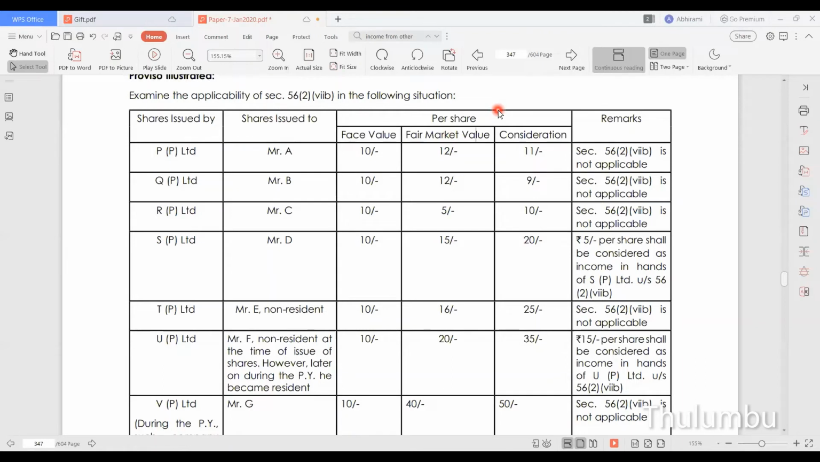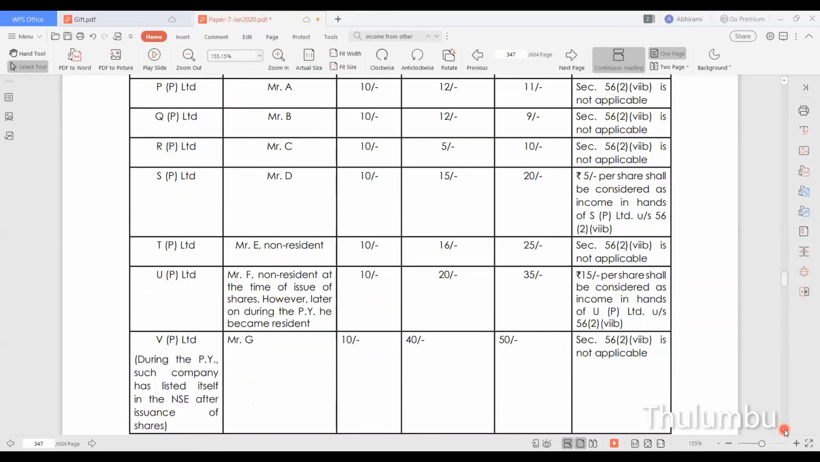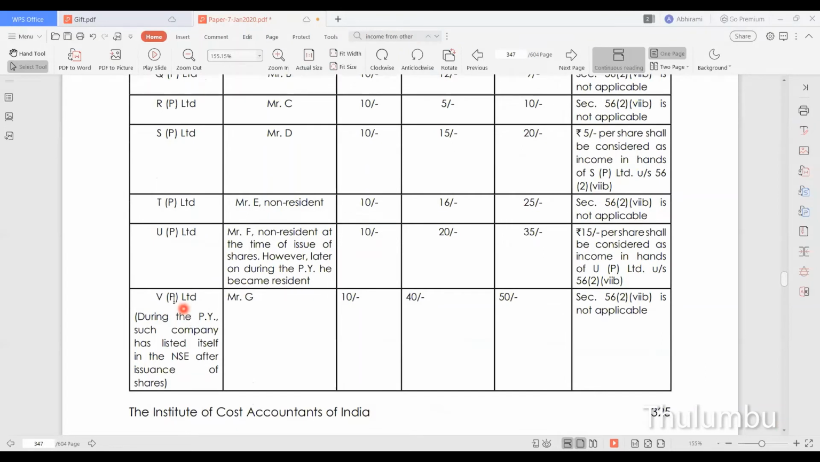market value. To do it simply and easily, first check who is the issuing company. In this case, private limited, correct. Whereas in the V private limited, during the previous year such company has listed itself into NSE. So this company is becoming public. If this company has become public, this section is not applicable to this company. Therefore section 56(2) is not applicable.